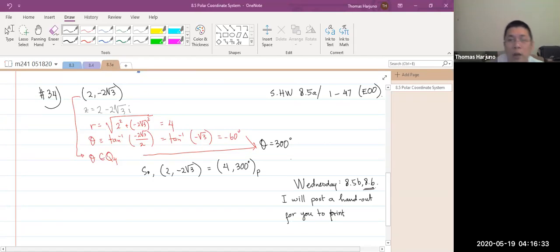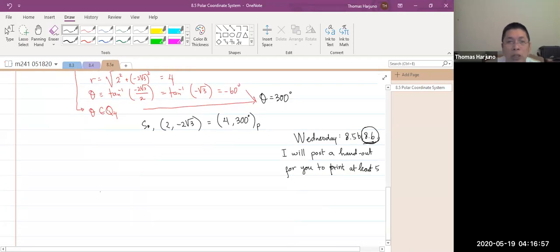So I will have a handout. I will say print at least 5, because in 8.6 we will learn to graph some polar coordinate systems. And here's what will happen. This Wednesday, I will finish the material.